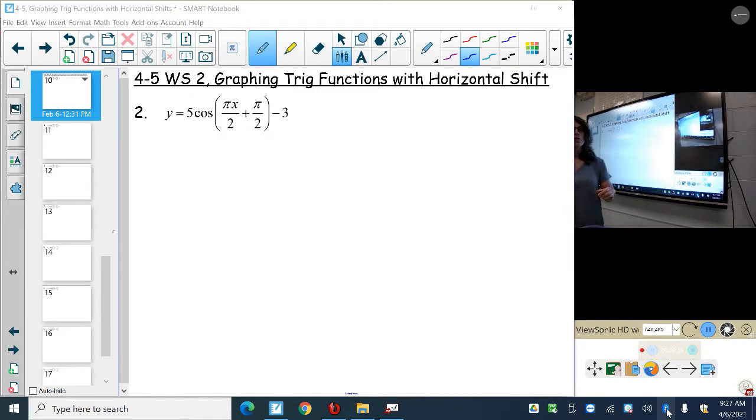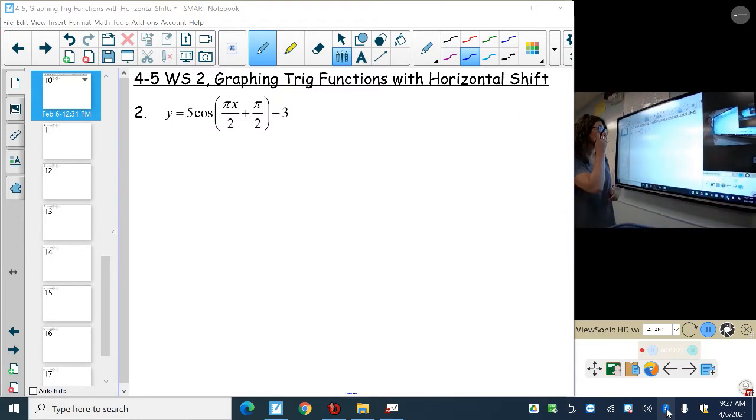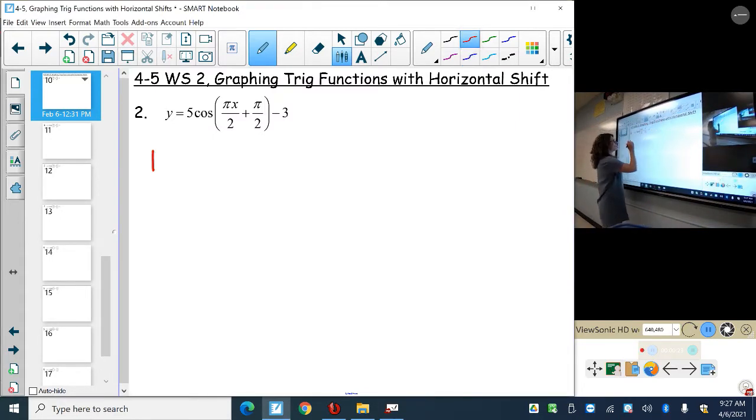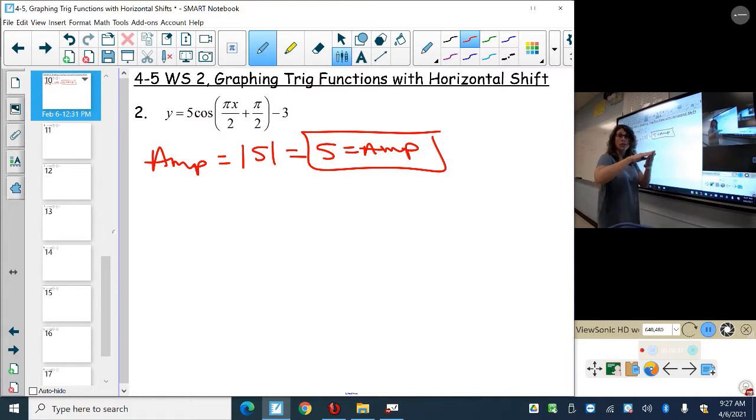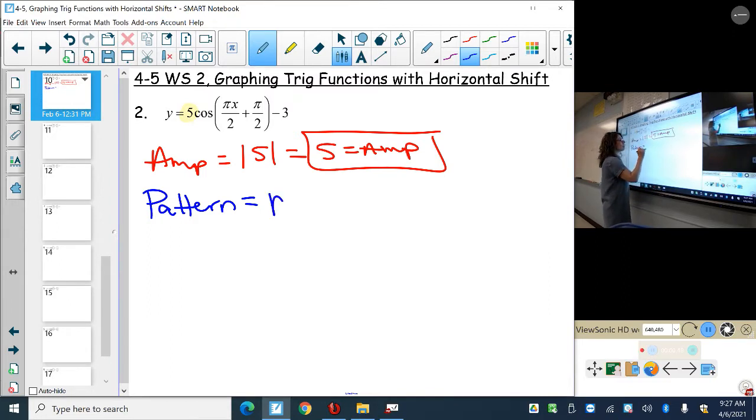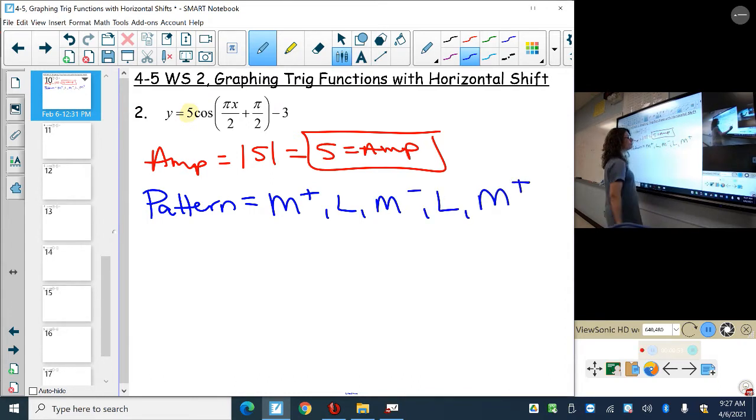So the very first thing we're going to do is find our amplitude. Our amplitude is the absolute value of 5, which is going to be 5, and that is my amp. That is the distance between your level and your maximum, and your level and your minimum, okay? Now we have to say, is this positive or is this negative? It is going to be positive, which means my pattern is going to be handlebars, and it's not changing because it's positive. If it was negative, we would change it, and it would be reflecting it. So I have maximum, level, minimum, level, maximum.